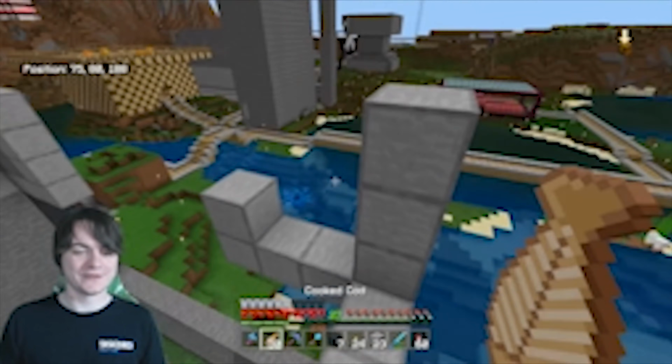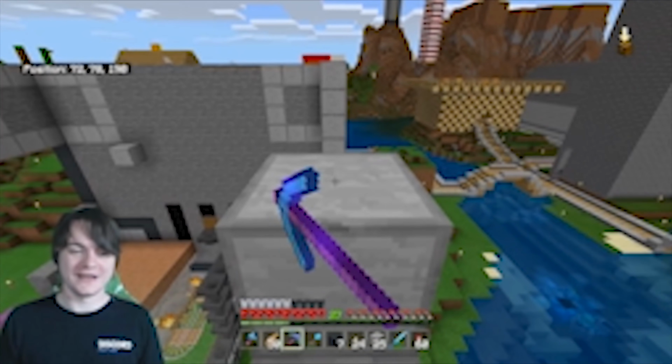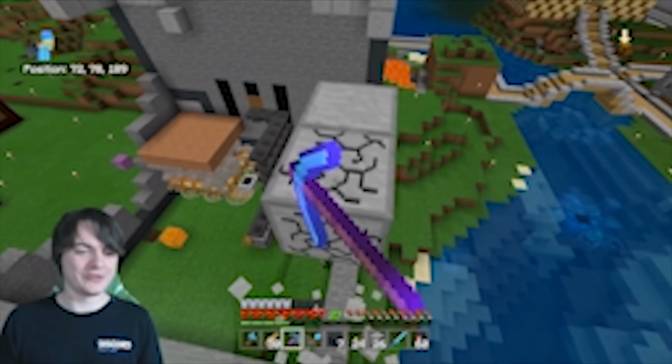How is it possible to make the same mistake twice, but, like, the wrong way? I don't know how that even happens, but let's just remove all these blocks, I guess.